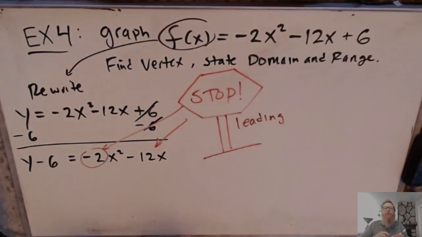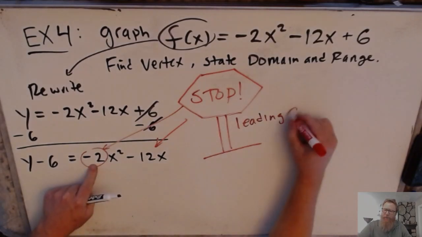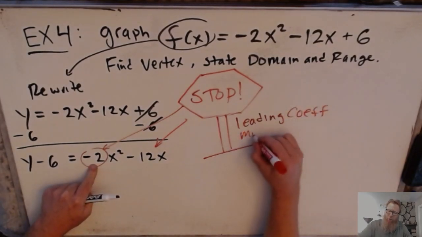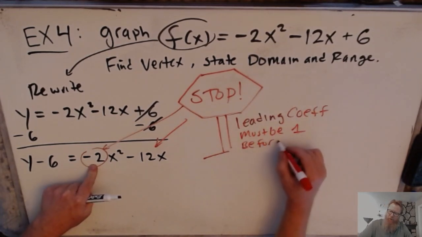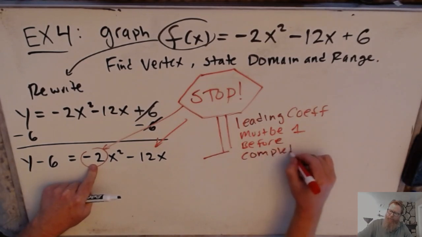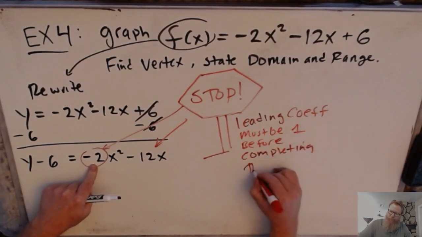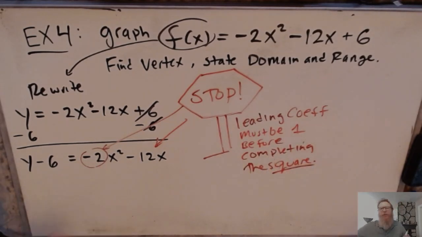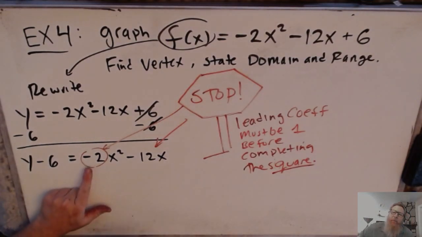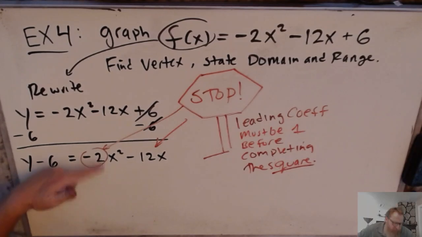Okay, so the leading coefficient, or the leader, must be 1 before completing the square. In the last example, we were able to go straight to completing the square. But that's because the last example was easy, right? It had a 1, or an invisible 1, in front of the x squared. So we have one more step.